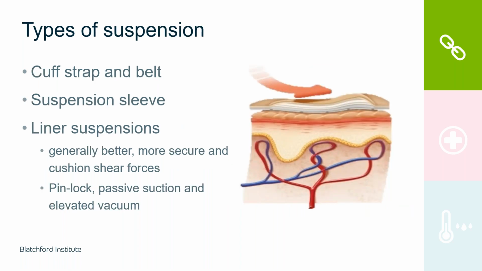So types of suspension vary, and I'm sure you're all very familiar with them, so I won't go into detail. They're listed here in order of how efficient the suspension method is. Generally speaking, liner suspension is the most secure and also helps to cushion the skin and protect it from shear forces. So there are three types of liner suspension. We've got pin lock, passive suction, and elevated vacuum. That is suction suspension aided with the use of an active pump.